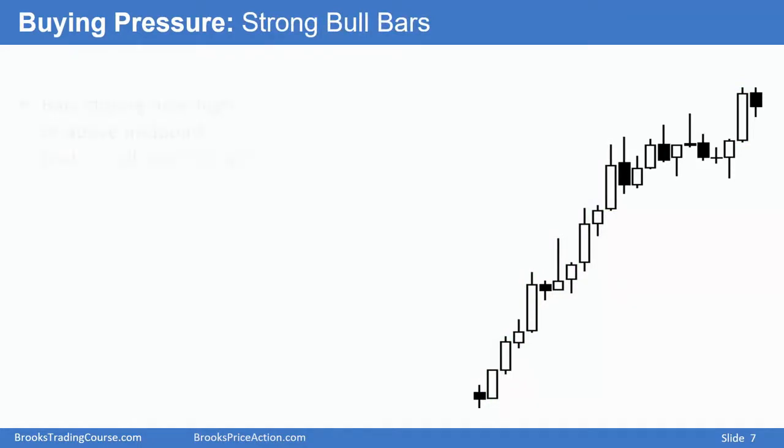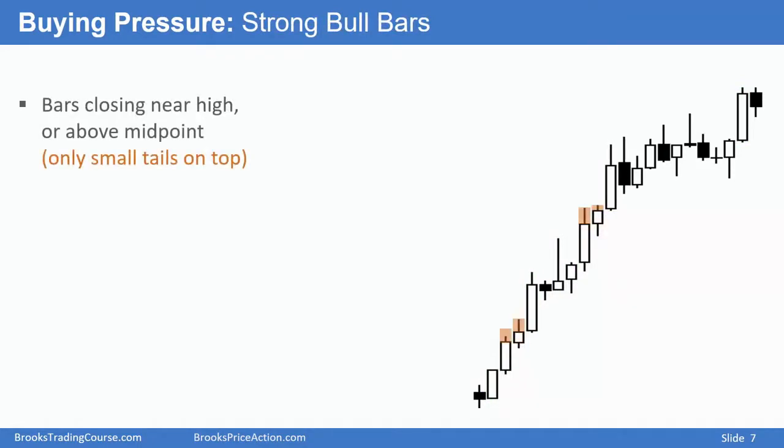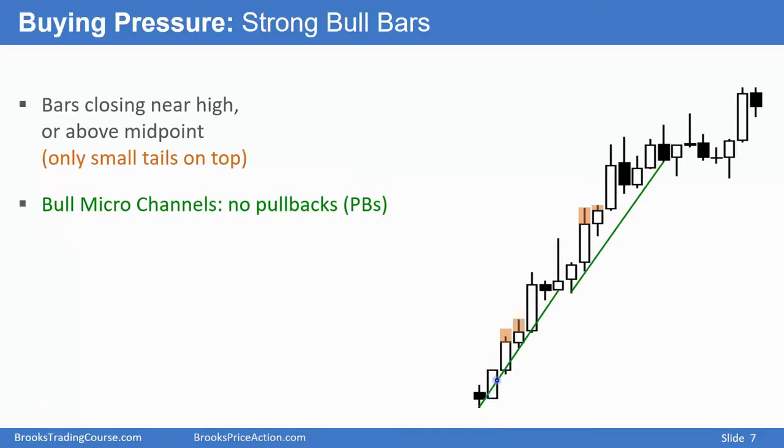I want to see bull bars closing on their highs, or only having small tails on top, like this, like this. Here's one with a big tail, but it's only one of the past 6 or 7 bars. Bull bar closing near its high, certainly at least above its midpoint. I also like to see bull microchannels, a series of bull bars where the low of every bar is at or above the low of the prior bar.